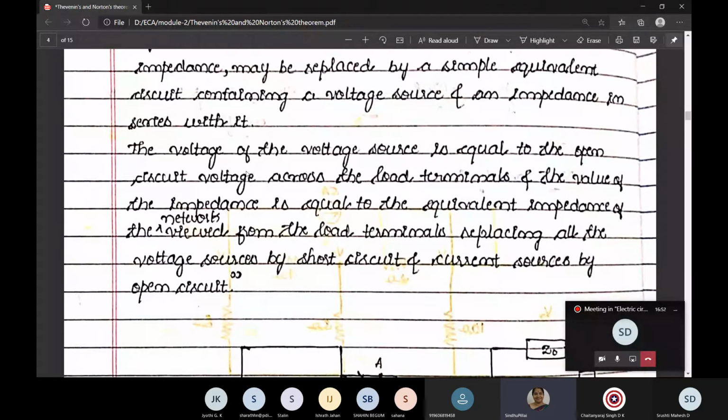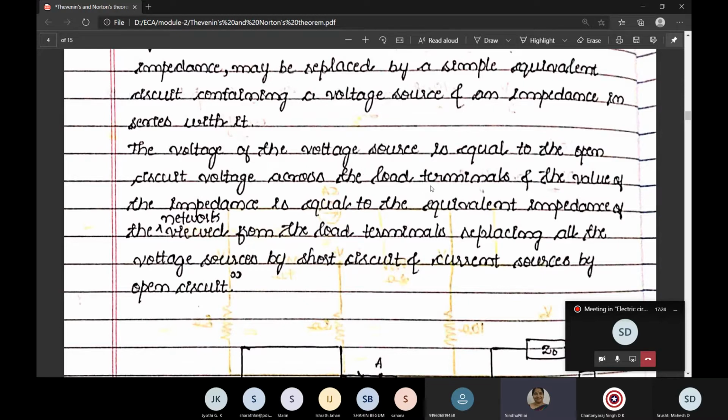The voltage of the voltage source is equal to the open circuit voltage across the load terminals. How to find out the voltage? You have to find the voltage across the load terminals. When you do the example, you will understand. First you have to see which is the load terminal. That load terminal should be open circuited. After open circuiting it, you have to find the voltage across it. This is how we'll get the voltage source. The first two sentences will tell about the voltage source.